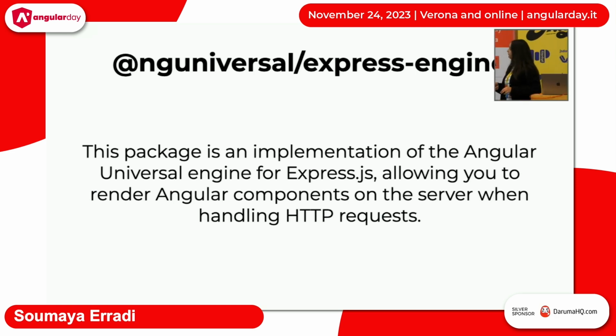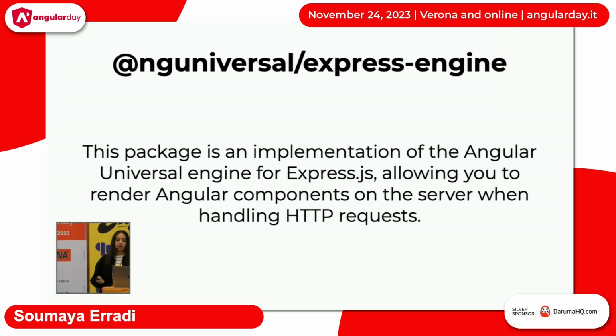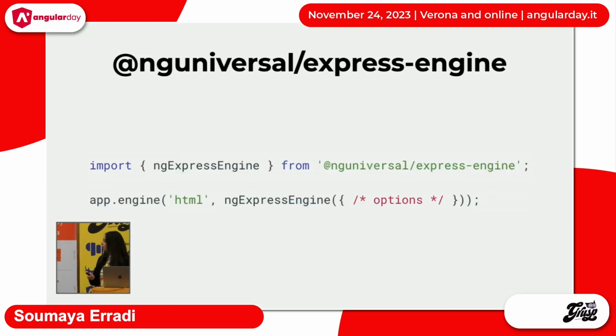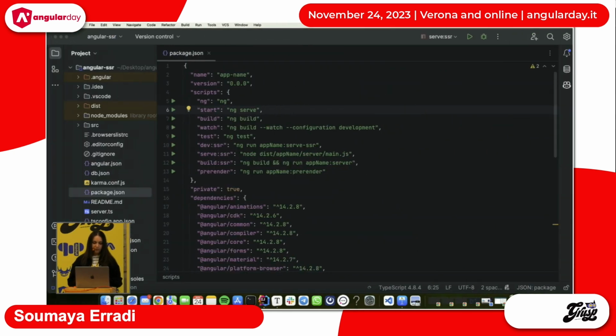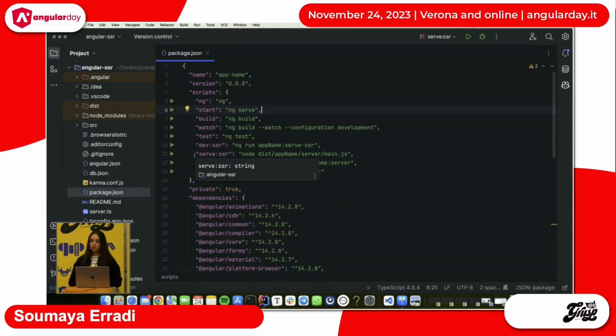So for the ng-universal Express engine, it's important because it uses Express.js and allows all the components on the server to handle all the HTTP requests. And this is how it's configured. We just ask for an HTML from our Express engine.